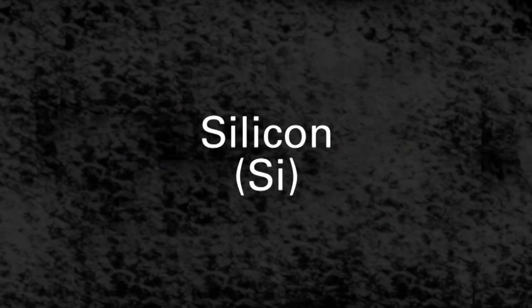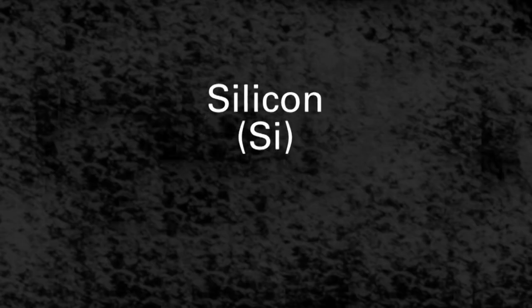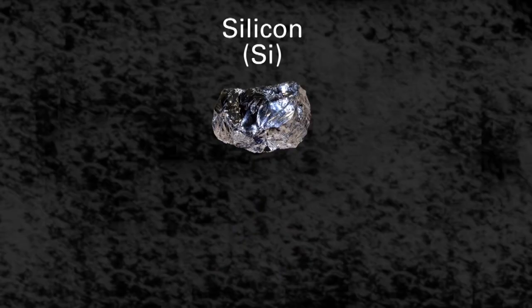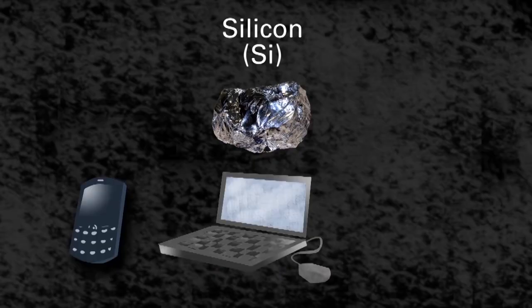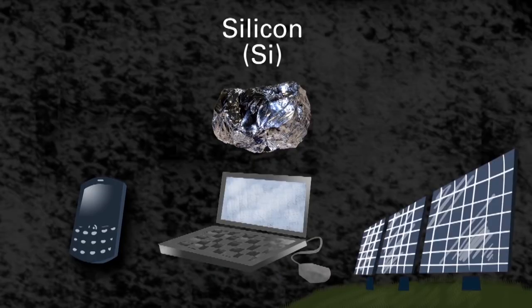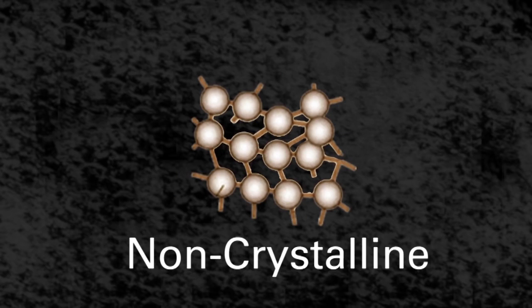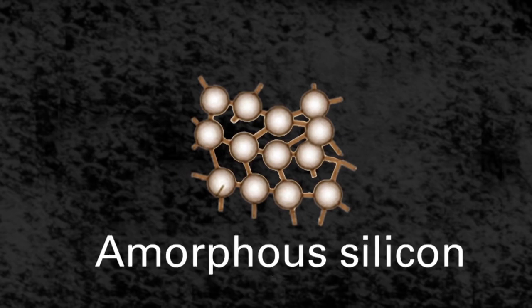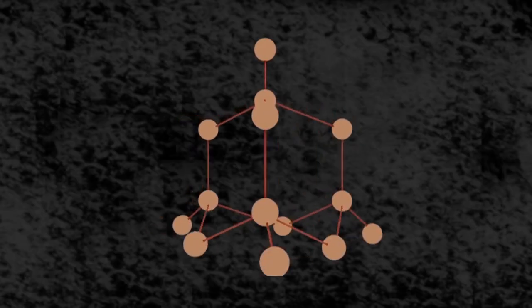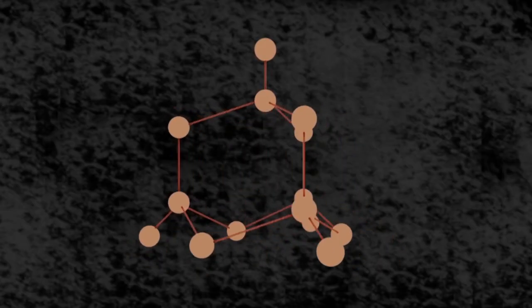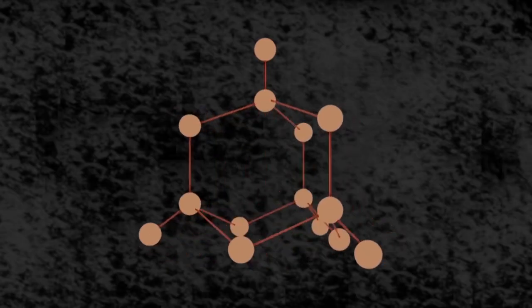Silicon is a very important element. Silicon is used in circuits of many electronic devices, such as your mobile phone and laptop, and in solar cells. Silicon exists in crystalline form and in non-crystalline form, also known as amorphous silicon. In crystalline silicon, silicon atoms are arranged in a tetrahedral structure with each atom covalently bound to 4 other atoms.